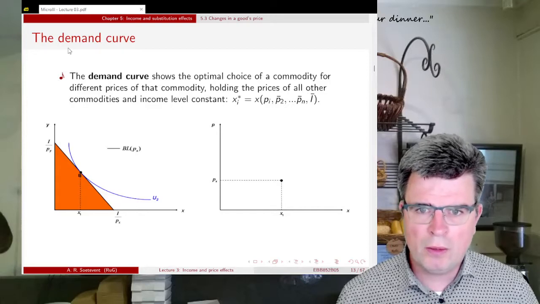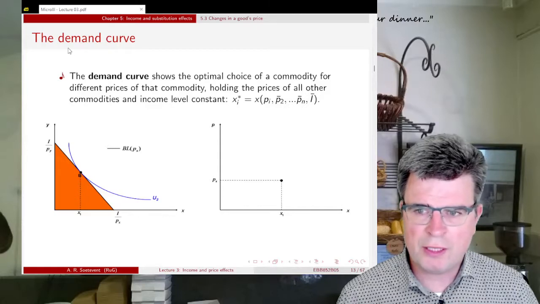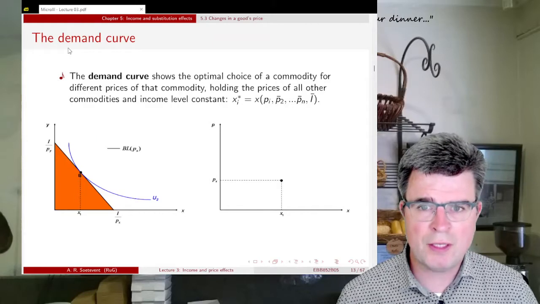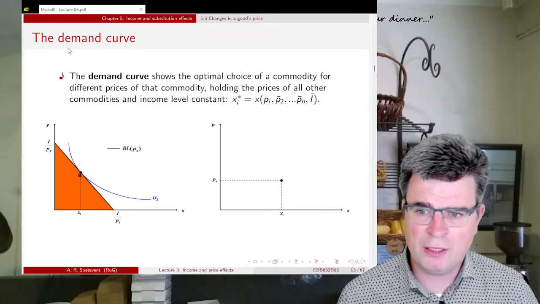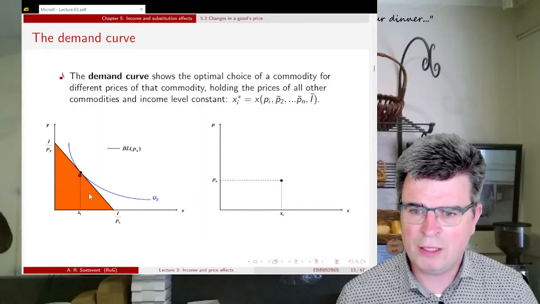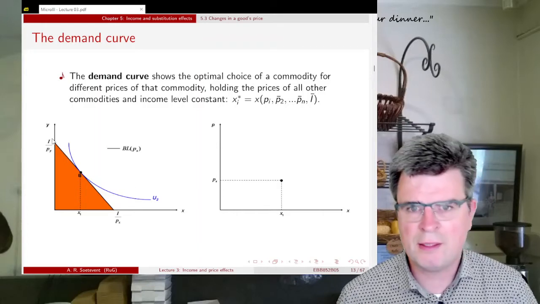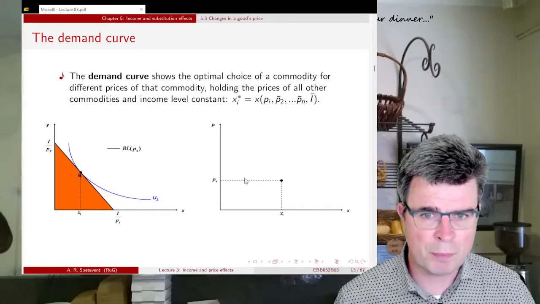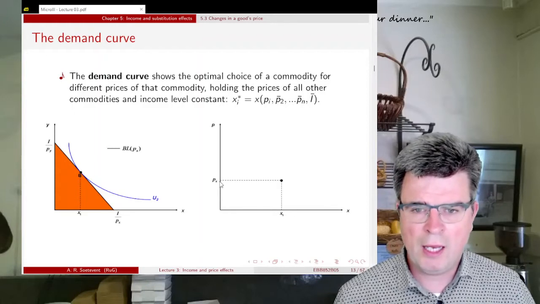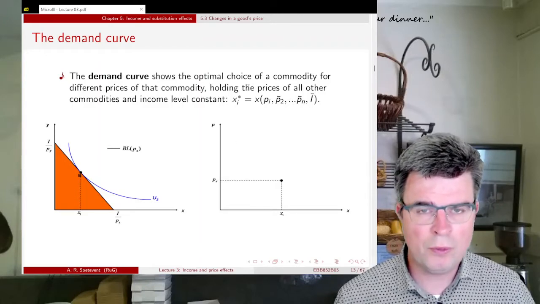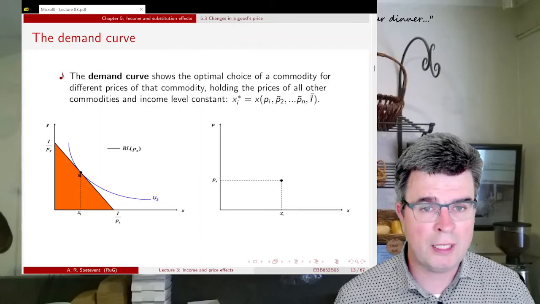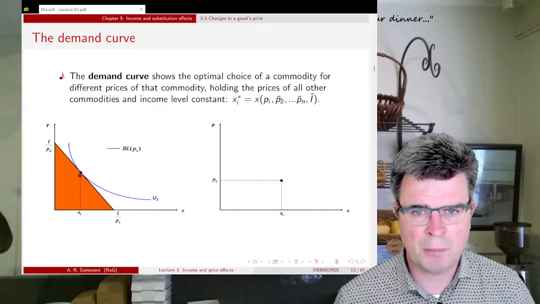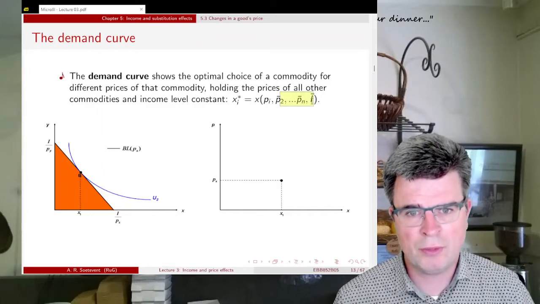And now we will see how changes in income and prices translate to changes in demand. So on the left-hand side, we have the indifference curve and the individual's budget set. And on the right-hand side, we have the demand curve. So the demand for good X as a function of the price of good X. And in order to derive the demand curve, we hold the price of all other goods and the individual's income fixed. So we have these bars above the price of the other goods and above the income level.